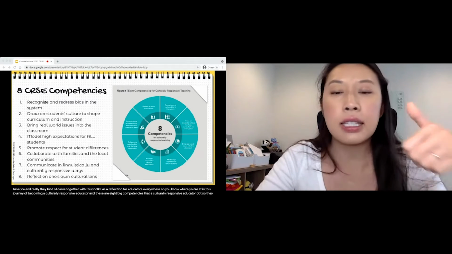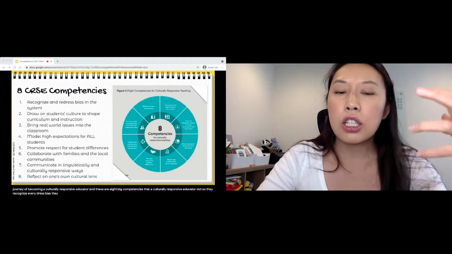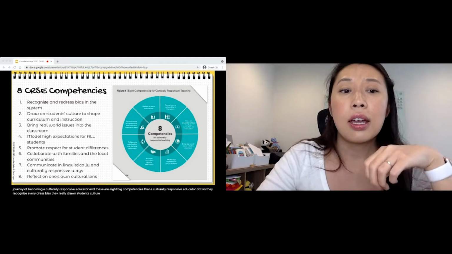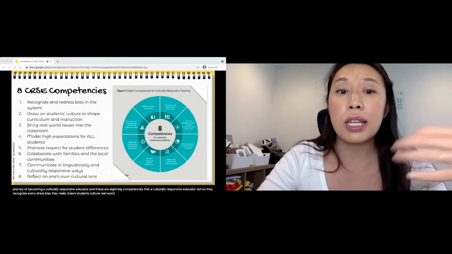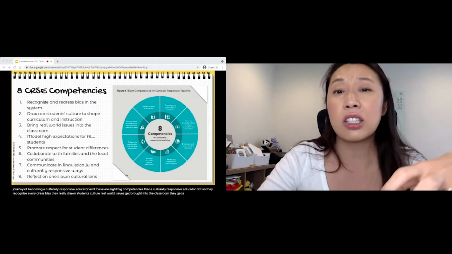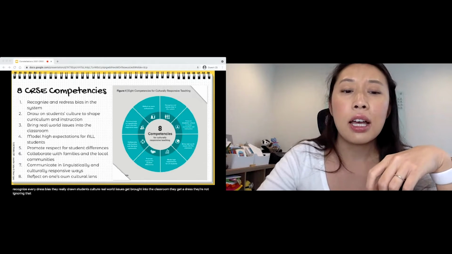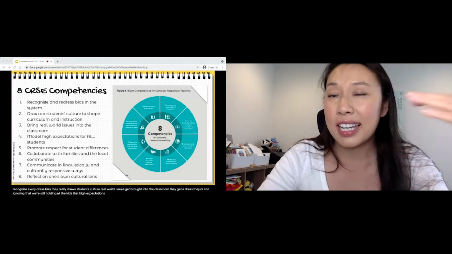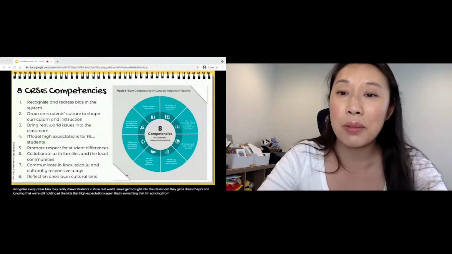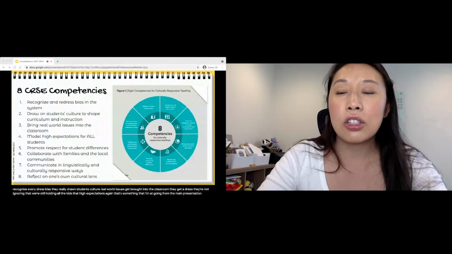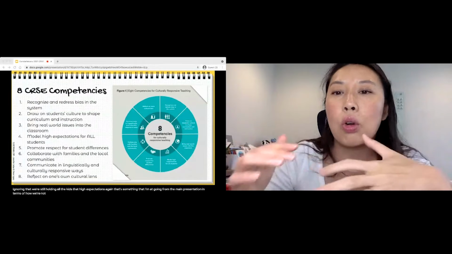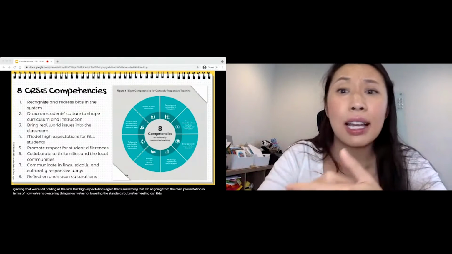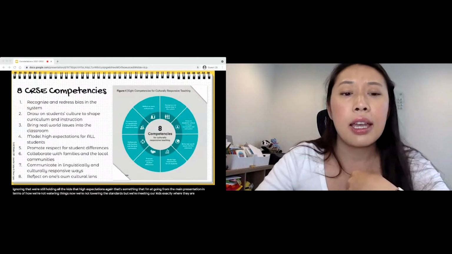These are 8 big competencies that a culturally responsive educator does. They recognize and redress bias, and they draw on students' culture to inform their instruction. Real world issues get brought into the classroom and addressed, not ignored. We're still holding all the kids to high expectations. Again, that's something I'm echoing from the main presentation: we're not watering things down or lowering the standards, but we're meeting our kids exactly where they are.